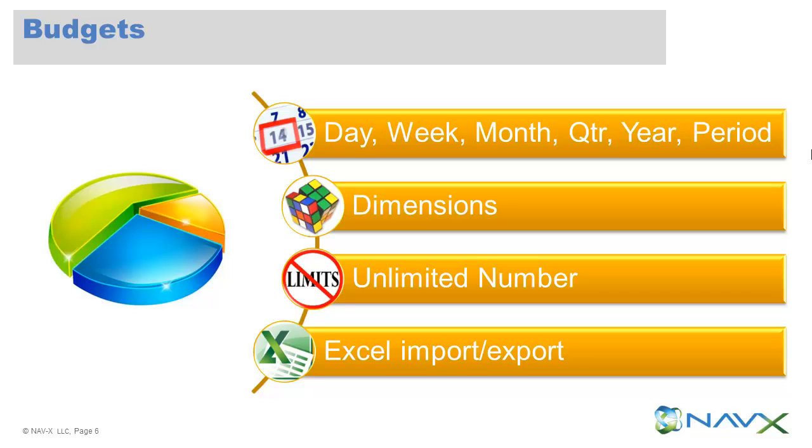Of course, budgets can be entered by dimensions, so we keep all the slicing and dicing available, and you may have as many budgets as you wish. It's generally recommended, of course, that you have a lockdown budget for your fiscal year, but as the year goes on, if you want to project the year based upon the actual to date, you have that ability. And we can budget in Excel and import it into NAV-X, or we can export elements of the budget or last year's budget or historical figures from NAV-X into Excel to support those who may be budgeting.